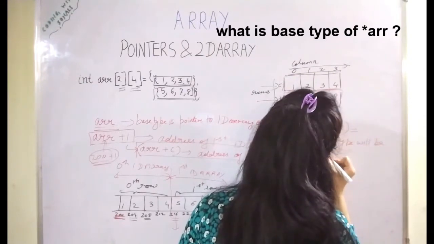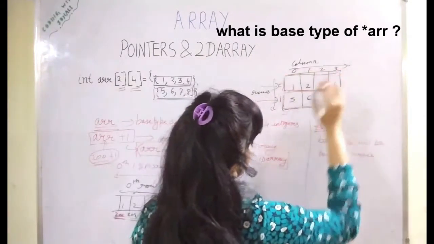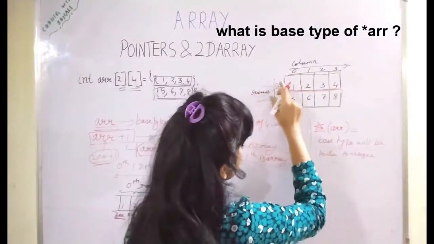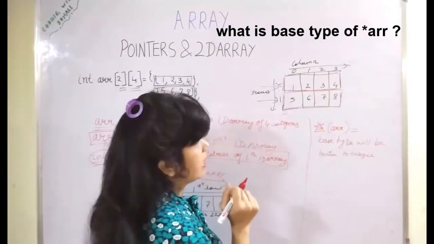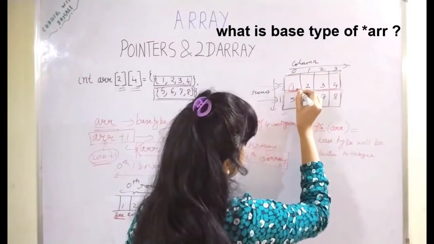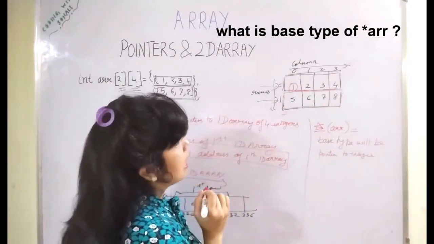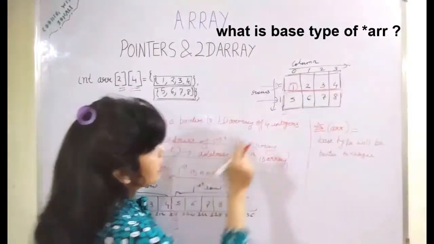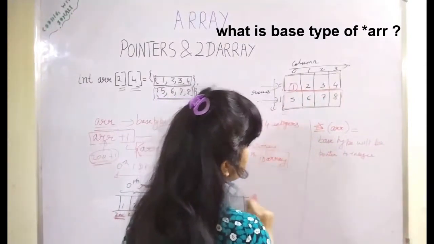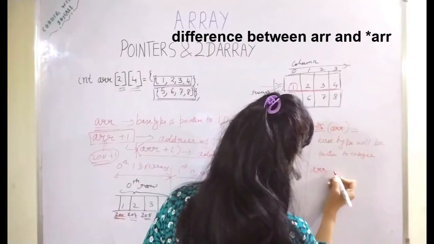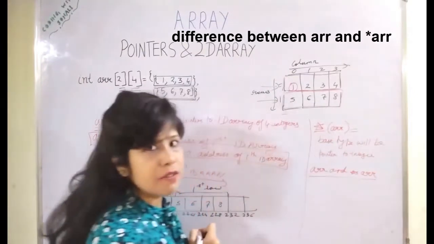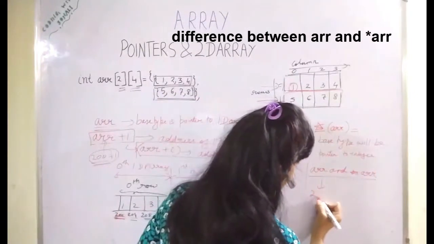Pointer to integer. Because first of all we know this is a 1D array, and ARR has the address of this whole 1D array. So when you dereference ARR, you will simply get the address of the 0th element of this array, and therefore the base type will not be a pointer to an array, but a pointer to an integer. So if you print ARR and star of ARR, both of them will give you the same value, that is 200.